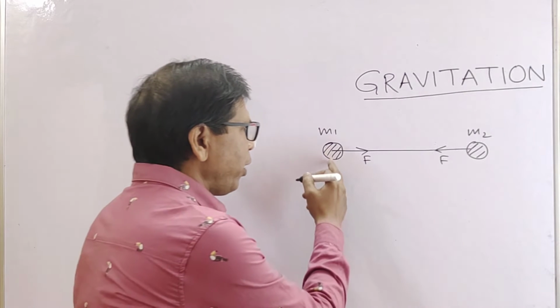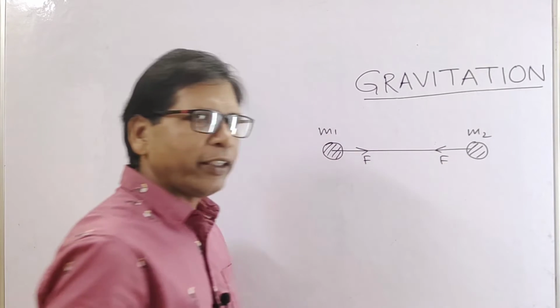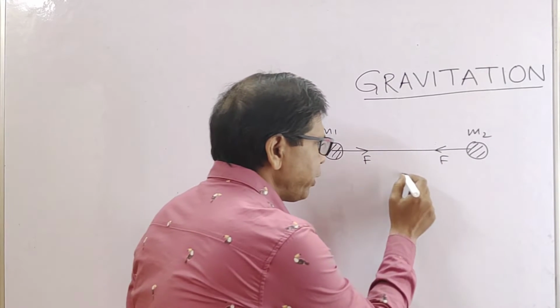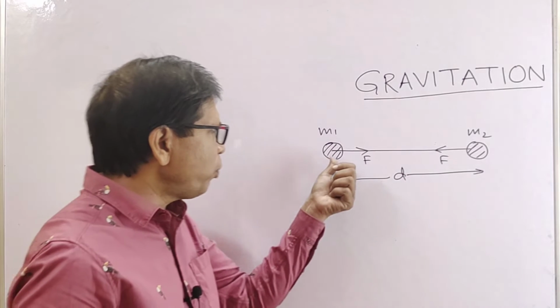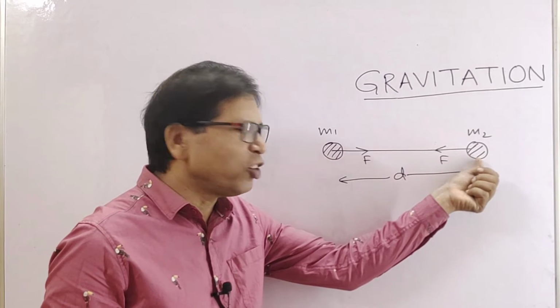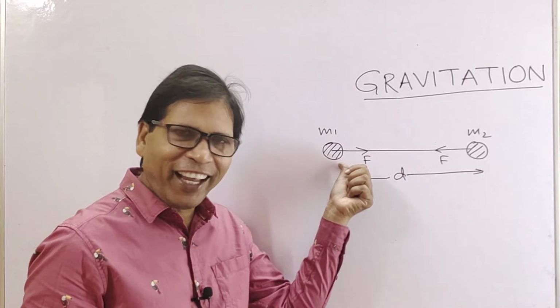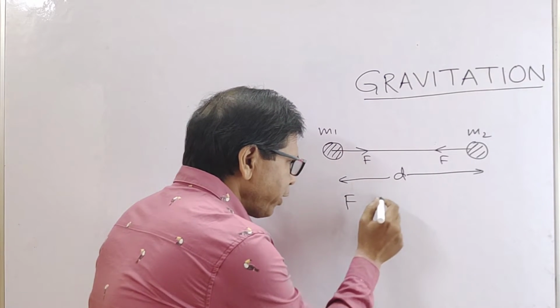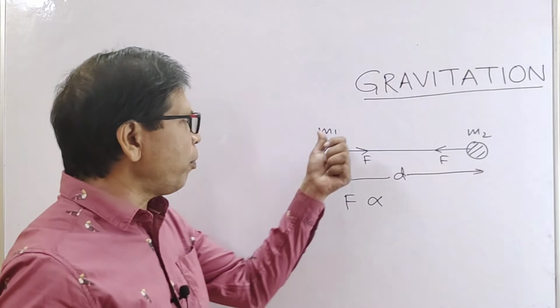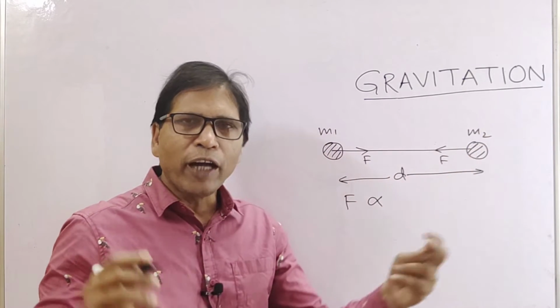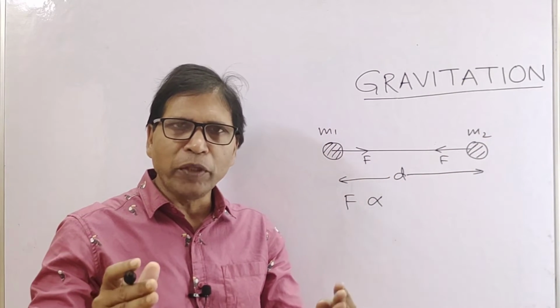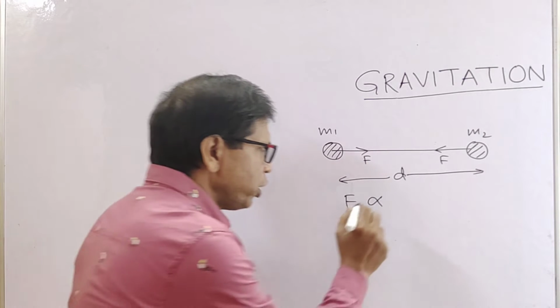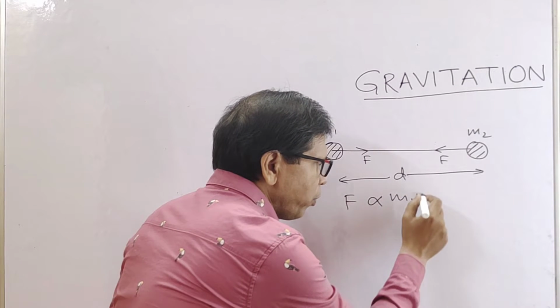Suppose, look at this, m1 and m2 are two masses separated by a distance d. So the force acts along the line joining the two masses. The magnitude of this force F is directly proportional to the product of masses m1 and m2. Now the product of masses m1 and m2 means m1 into m2.